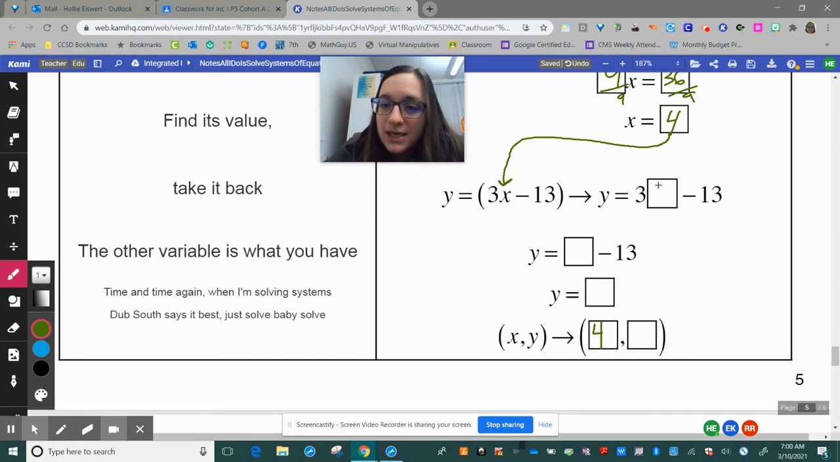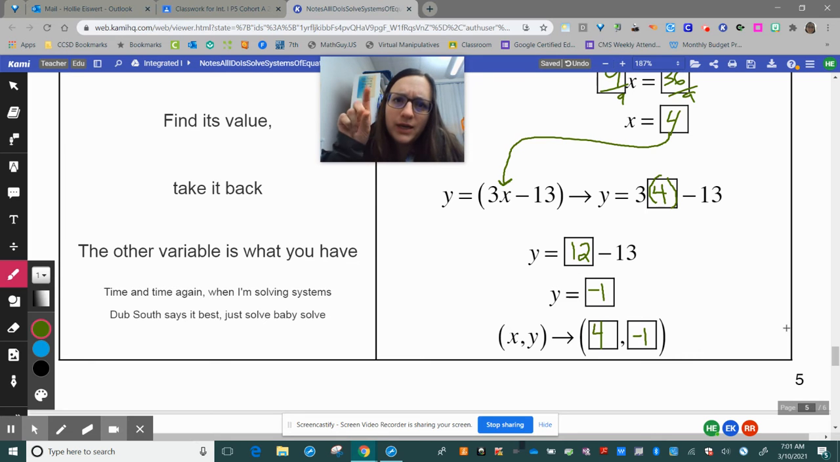So we have 3 times 4. Now, I don't like to just put the 4 there. It looks like 34. Put the parentheses. Okay, there we go. From here, 3 times 4 is 12. 12 minus 13 is a negative 1, and we've found our y coordinate. So the solution to this system of equations is 4, negative 1.